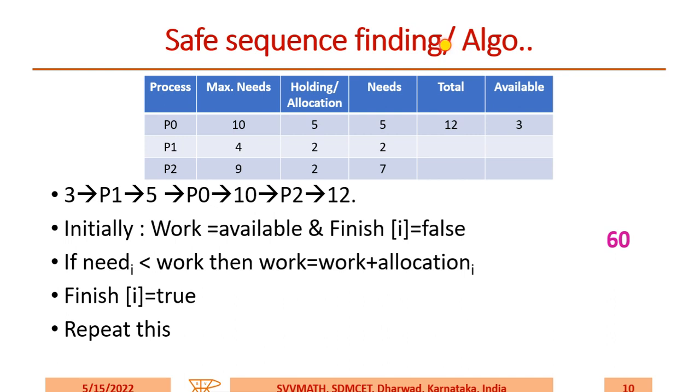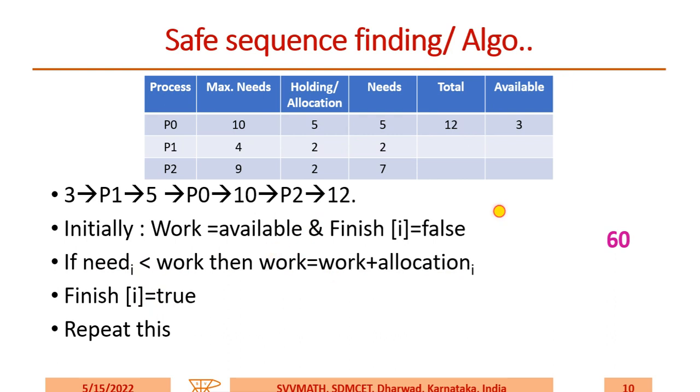Safe sequence, how to find? We have already discussed this. Available is 3. I will take this as Work. And Finish: I have not yet completed P0, P1, P2, so I will take it as false. First I will try this 3 with P1, and then I will add this 3 to the allocated. The same thing I am writing as an algorithm. If Need is less than or equal to Work, then Work equals Work plus Allocation of i, and Finish of i equals true.